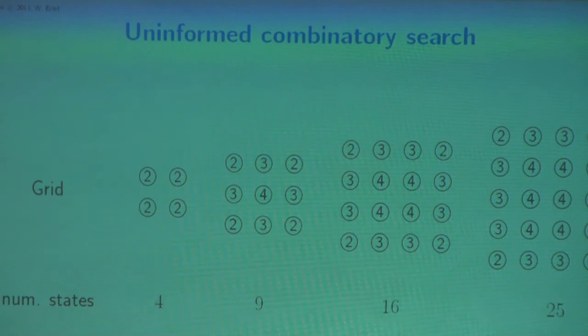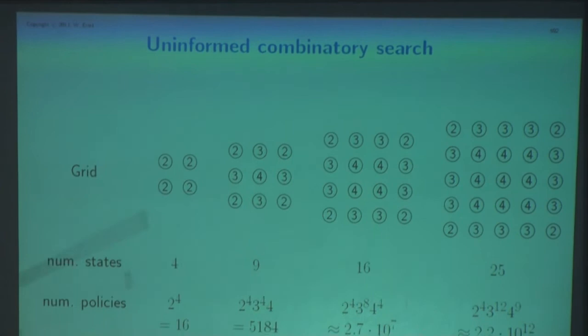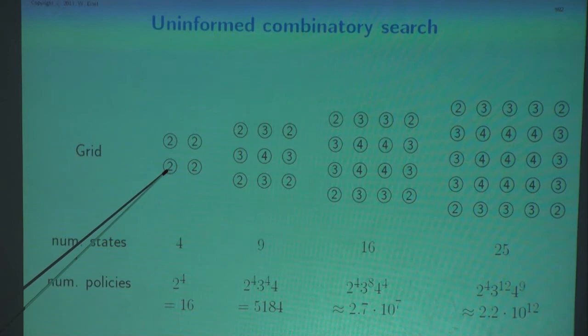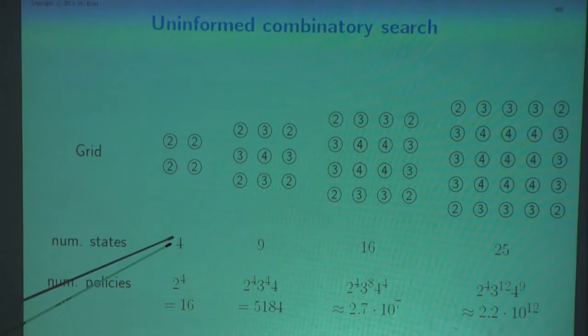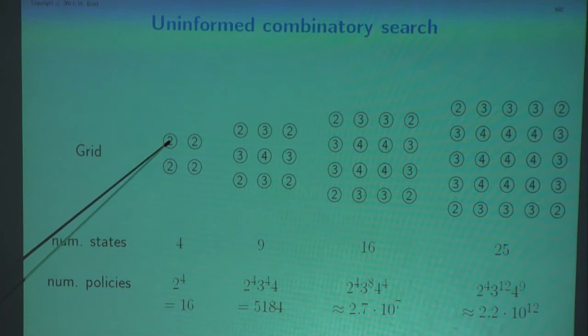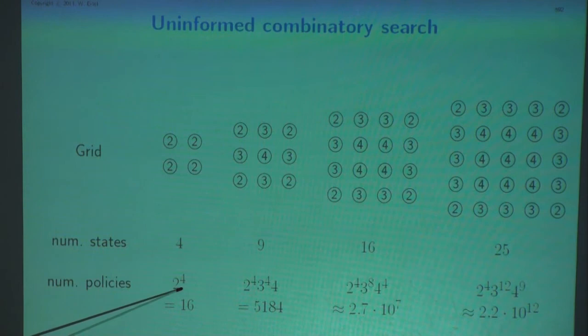Let's continue with this slide. If we have a 2x2 grid, we have these four states. And inside these nodes, the numbers are the number of possible actions. So here we have two actions in each one of the states. So we have four states, but we have 2^4 policies. Why? Where does this come from? We have two actions here, and for each one of the two actions I do here, I can make two actions here and two actions here. So I have to multiply the number of actions in all the states. So this gives us 2^4, which is 16.